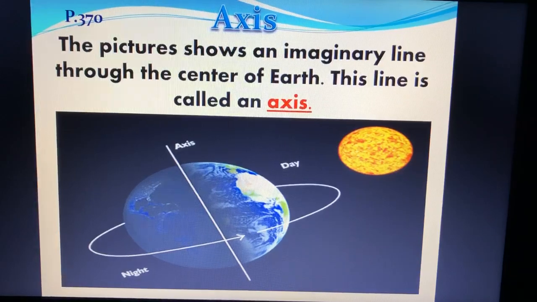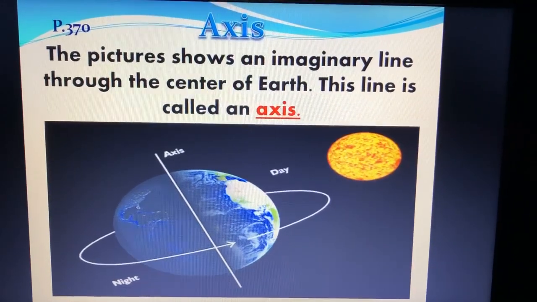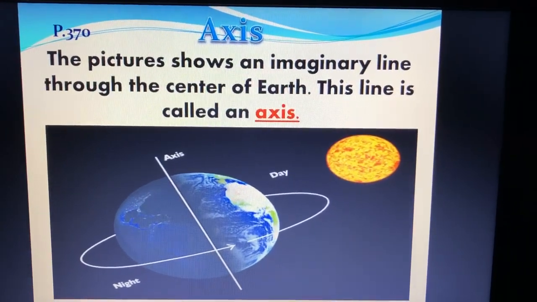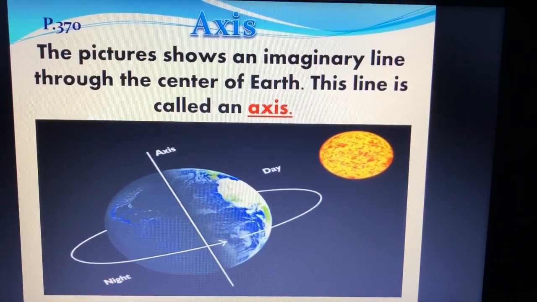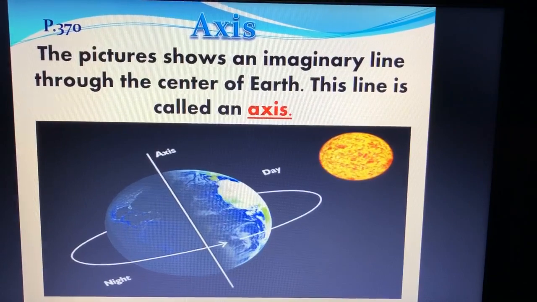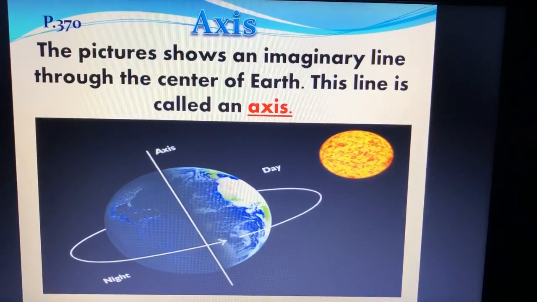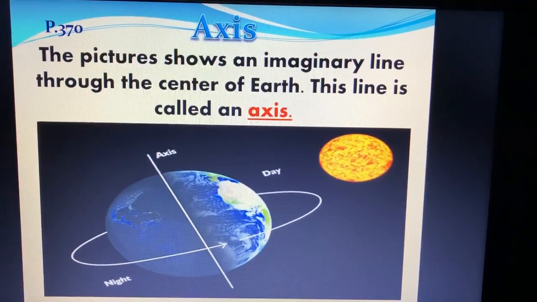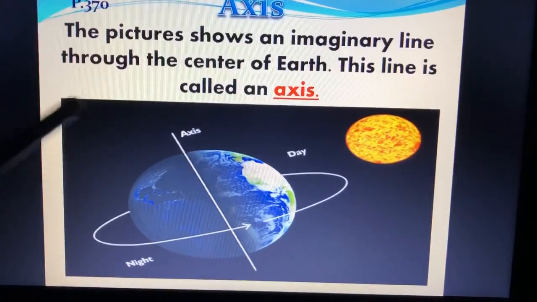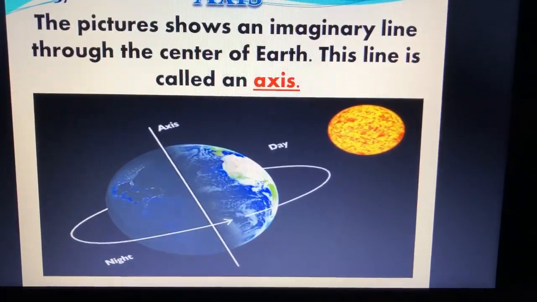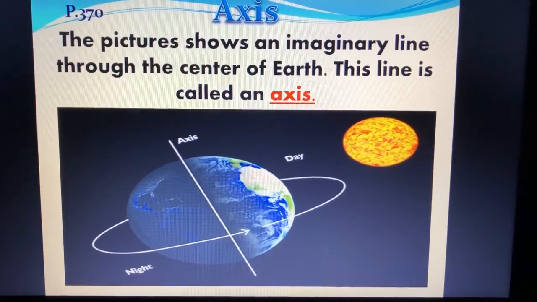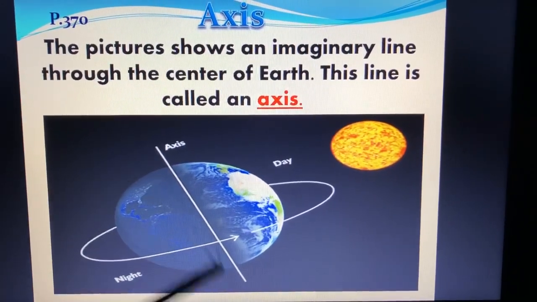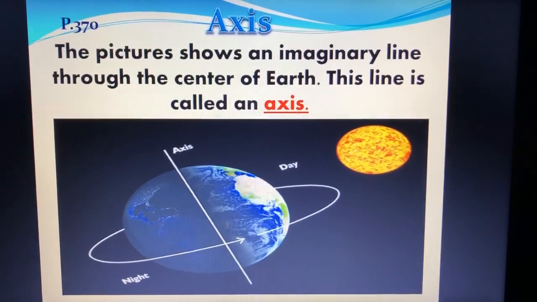So we will start to talk about an axis. And what do we mean by axis? Okay, the picture here shows an imaginary line through the center of the earth. Do you see the imaginary line here? This line is called an axis. So this is the axis.